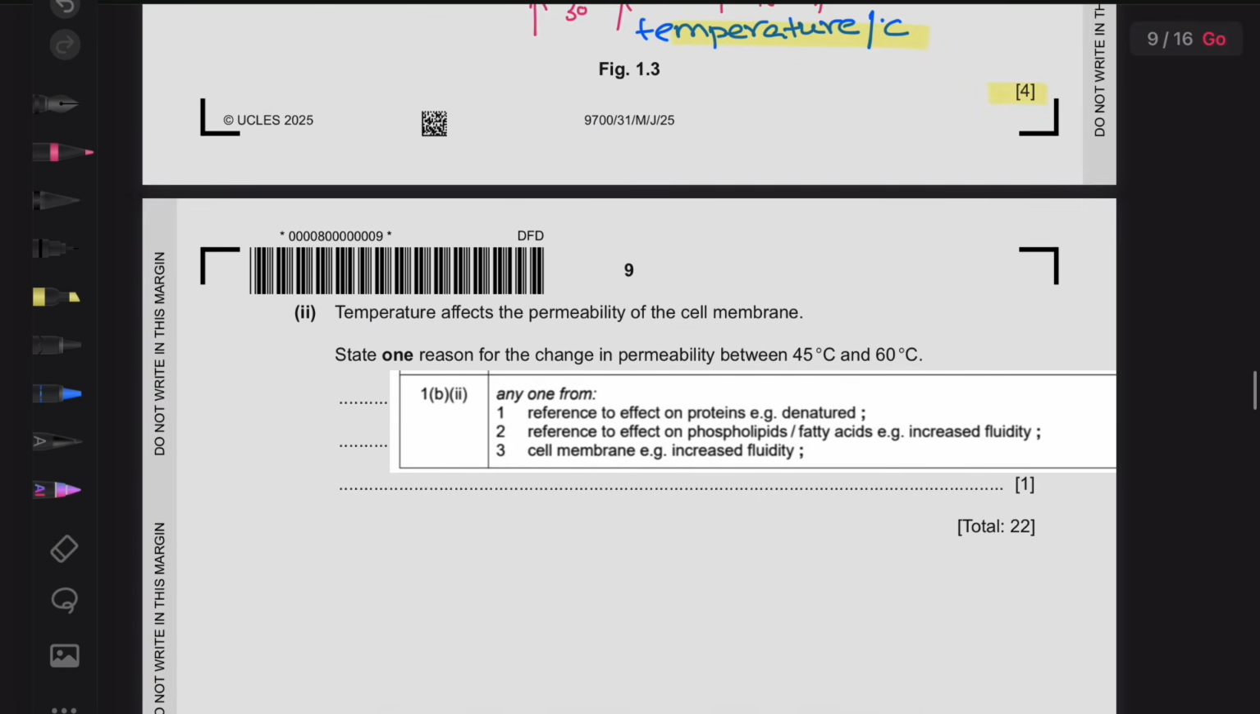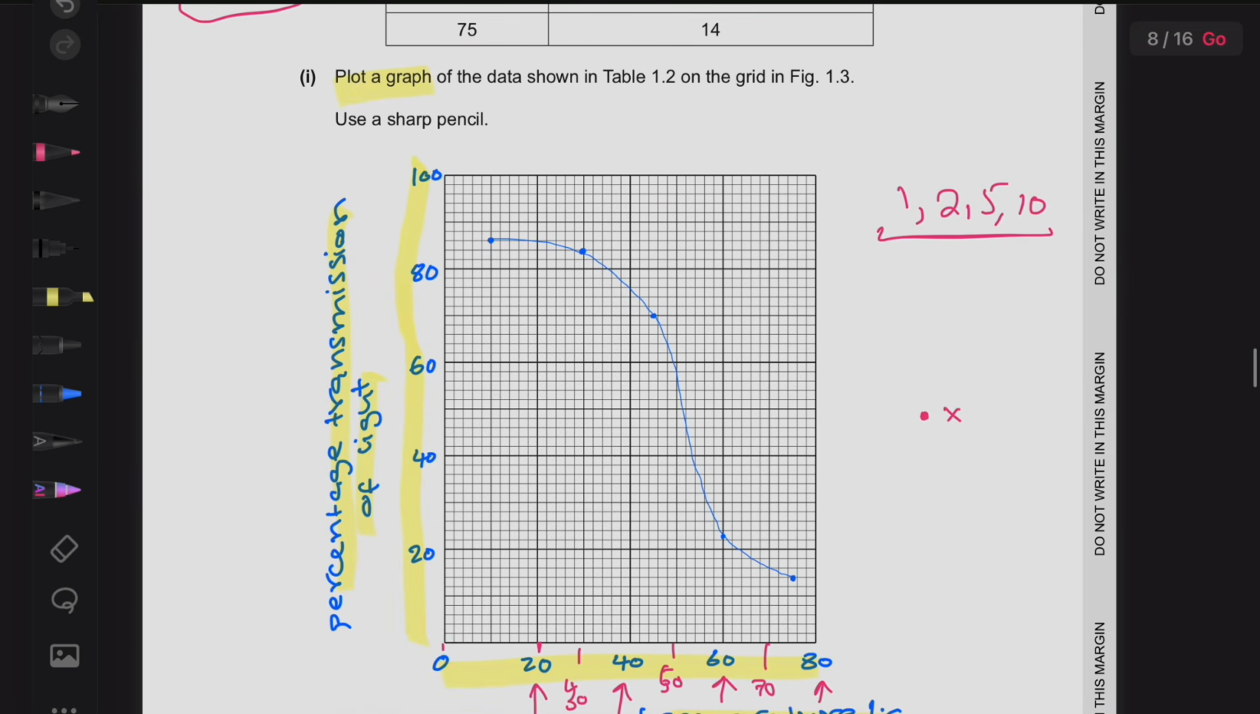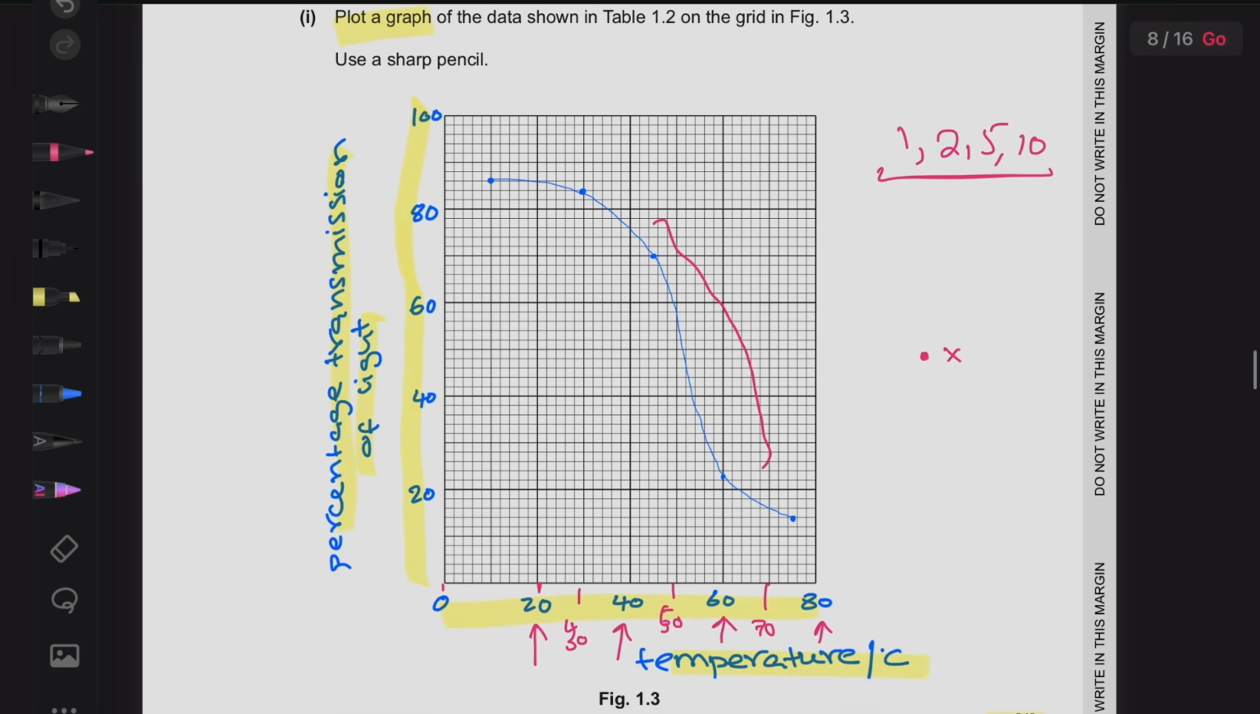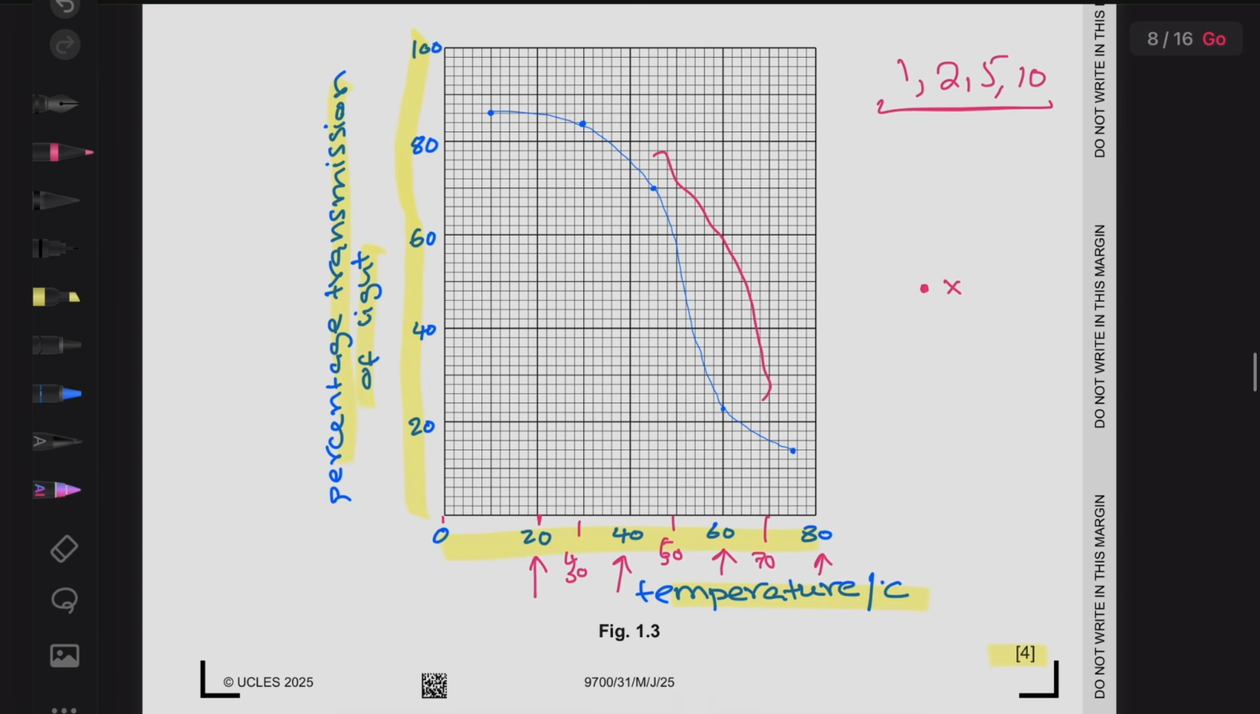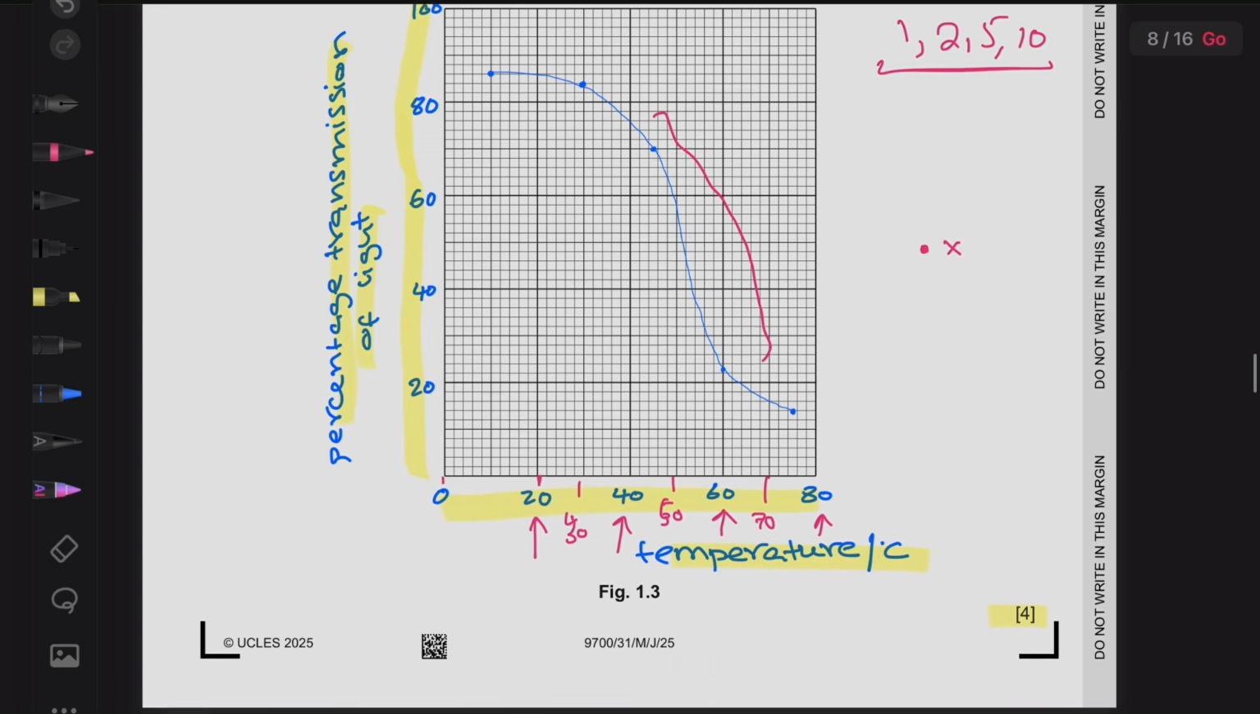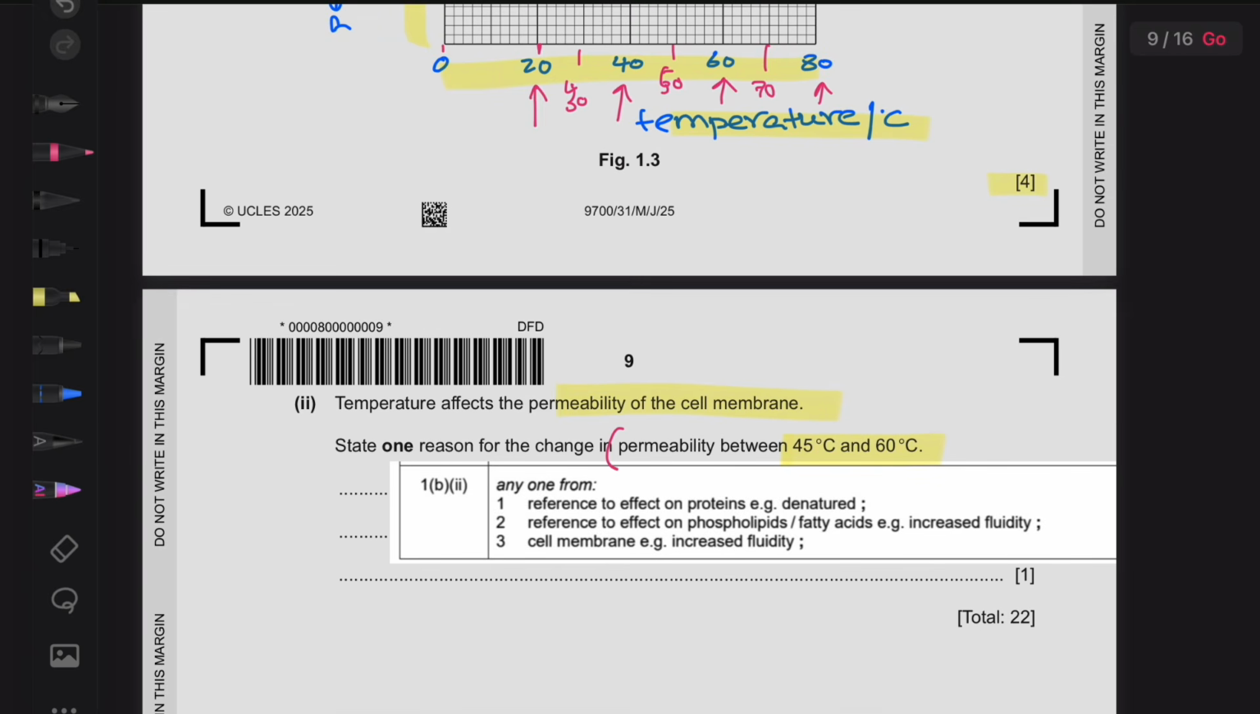Then we are asked a question about temperature and its effect on the permeability of the cell membrane. It says to state one reason for the change between 45 degrees Celsius and 60 degrees Celsius. So that is around here, when there's a very steep drop in the percentage transmission of light. So that would mean that diffusion is happening at a much higher rate. Well, if we're talking about permeability, talking about temperature, and a specific range and a steep drop.